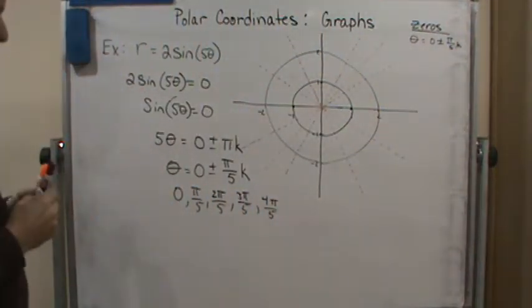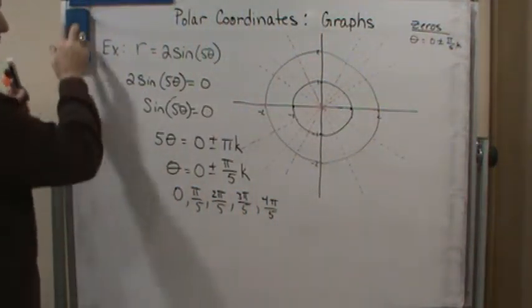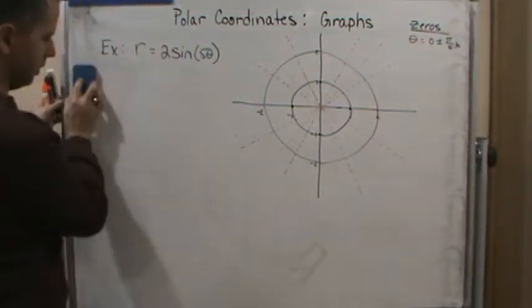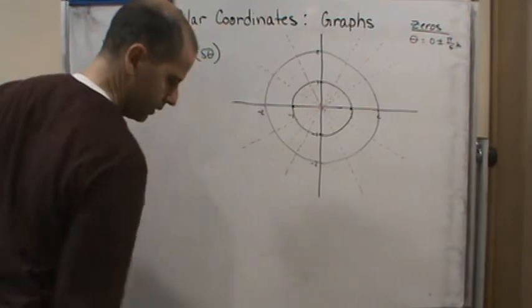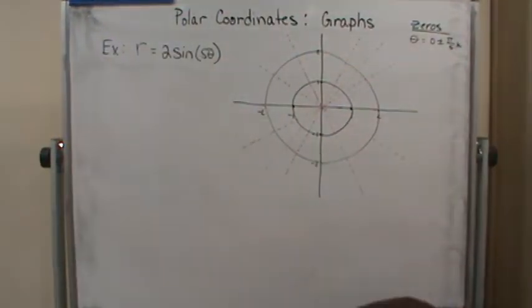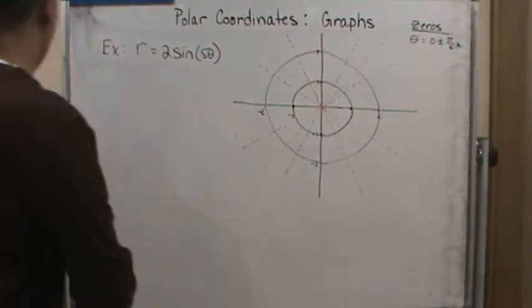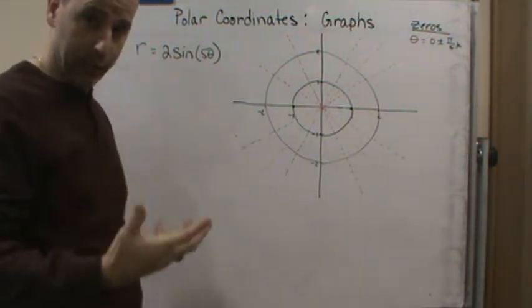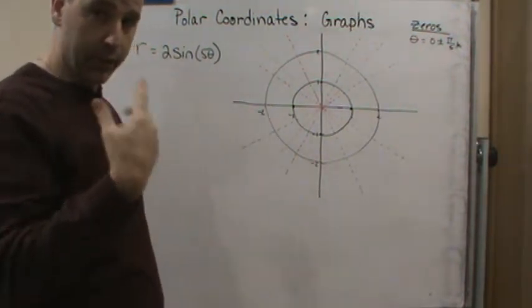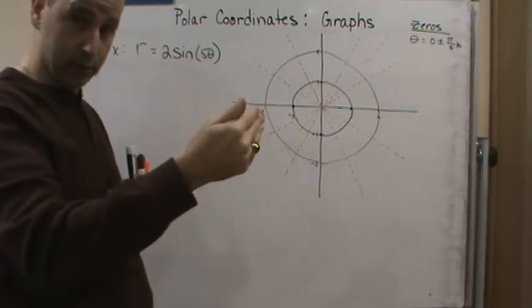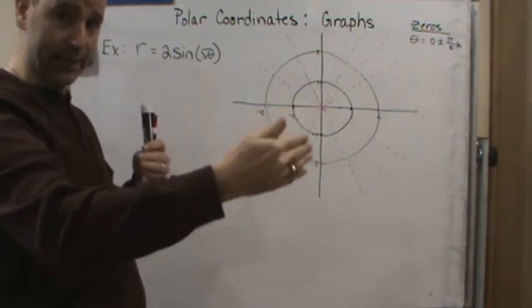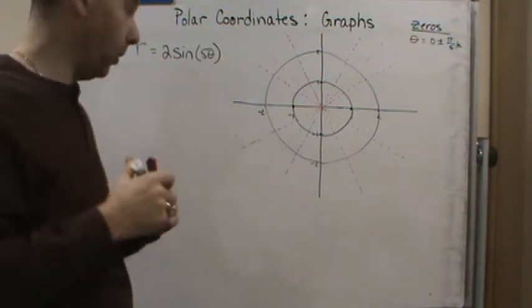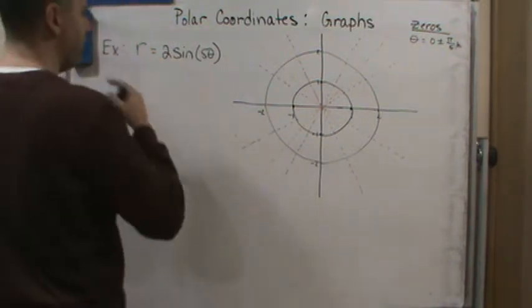Okay, now let's talk about the maximum values. Where are the maximum values of R located? This is going to be the tips of the petals, right? So the maximum value of the radius is going to happen at the tips of the petals. I want to know where those are located too. Okay, so let's figure that out.